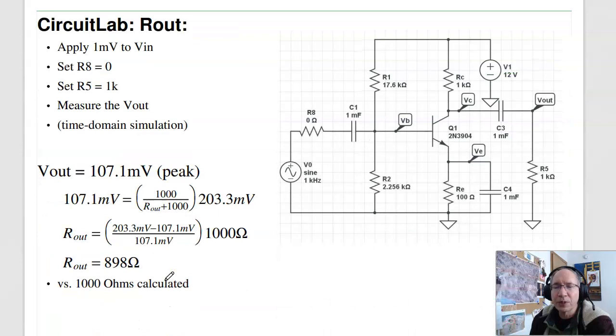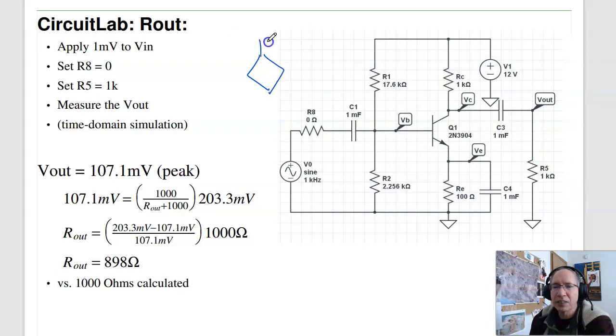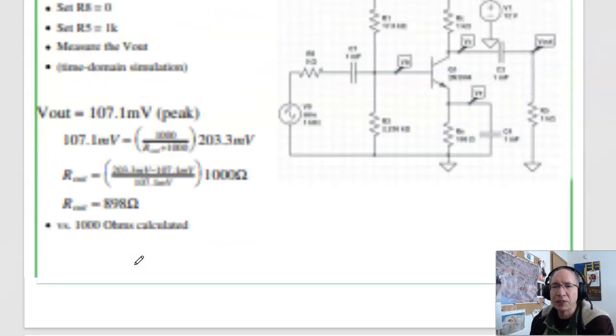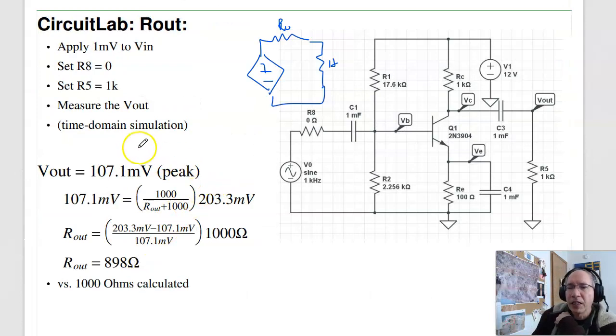To find the output impedance, I'll take the output, and instead of making it open, making it 1 kilo ohm. What's happening is, from the two-port model, I have this guy. I'm adding 1K at the output, and by voltage division, the voltage will drop. The 1K reduces it from 203 millivolts down to 107 millivolts. So I can calculate R out. R out is 898 ohms. And Rn, it'll be basically 0. So experimentally, I can also calculate the two-port parameters.